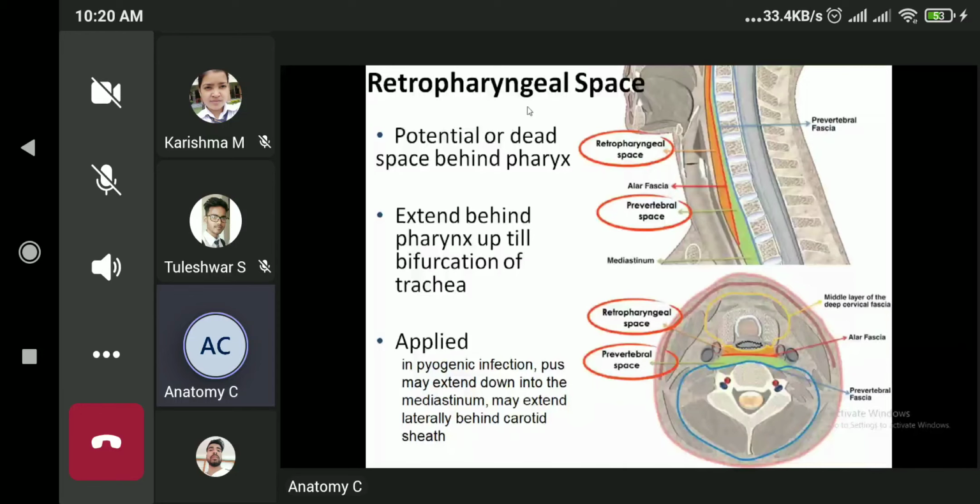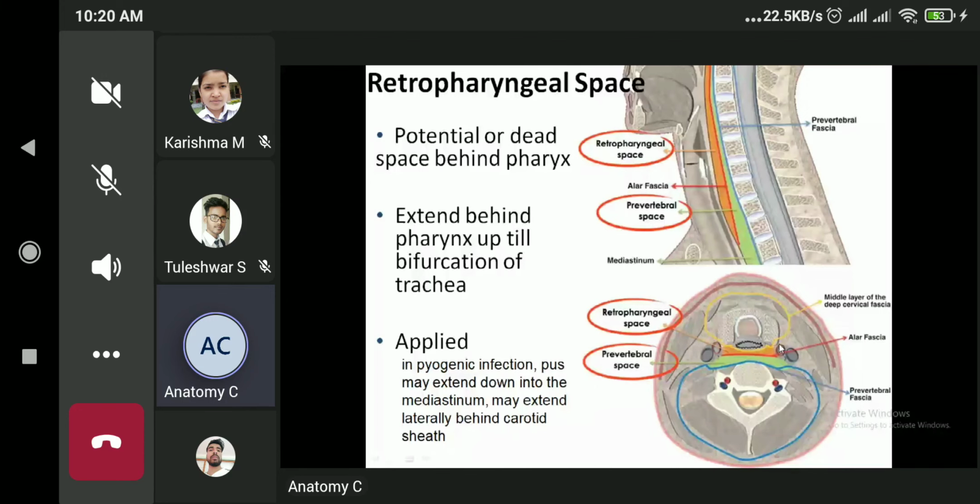So this is the sagittal section through the retropharyngeal space, and this is the transverse section through it. This is the trachea, this is the pharynx or esophagus. Just behind the pharynx, this is the retropharyngeal space, which is limited anteriorly by the buccopharyngeal fascia, posteriorly by the alar lamina of the prevertebral fascia, and laterally by the carotid sac. So this is about the retropharyngeal space.